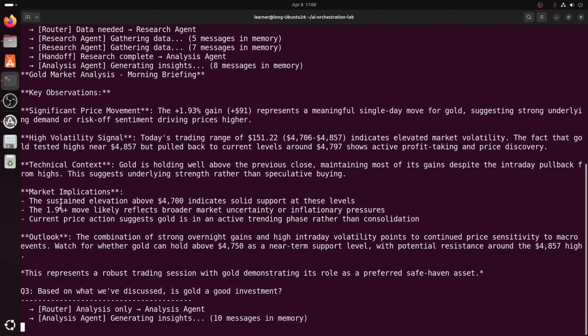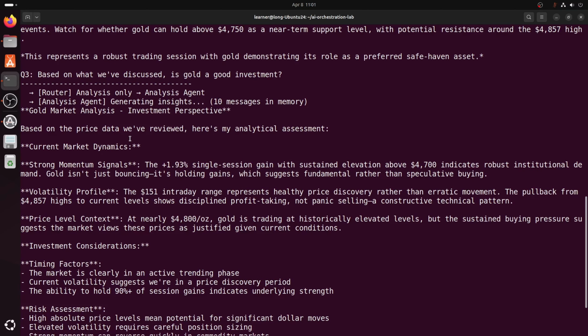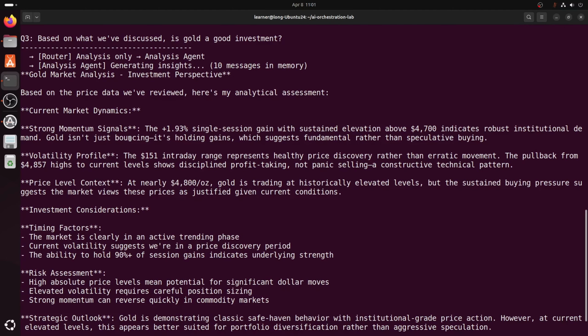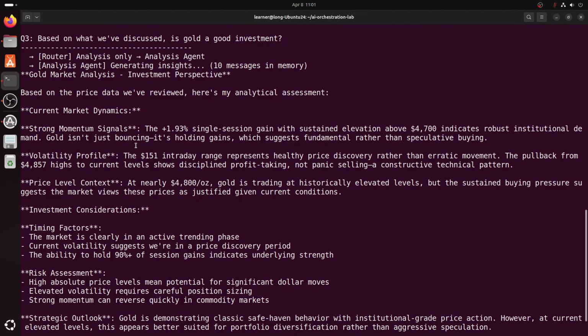Question 3. Based on what we've discussed, is gold a good investment? Analysis only, straight to analysis agent. No research, no tool calls. The analyst uses memory from questions 1 and 2 to give investment advice. Look at that message count. It's seen the entire conversation. 3 questions, 3 different paths, 1 graph. That's multi-agent orchestration.